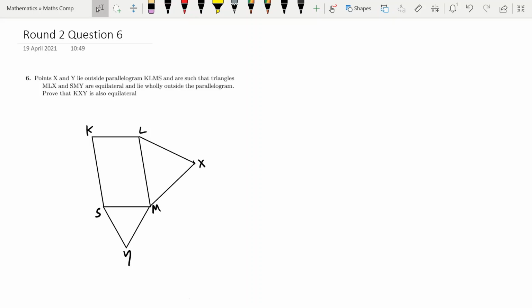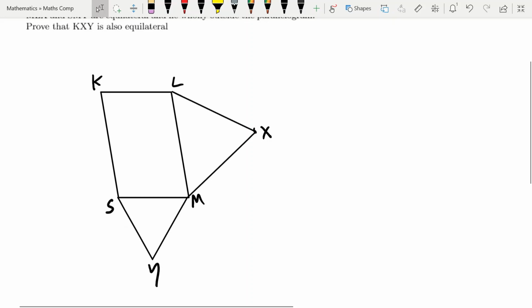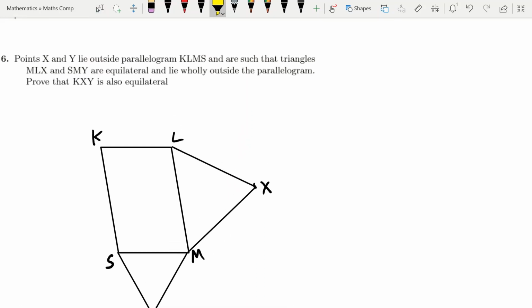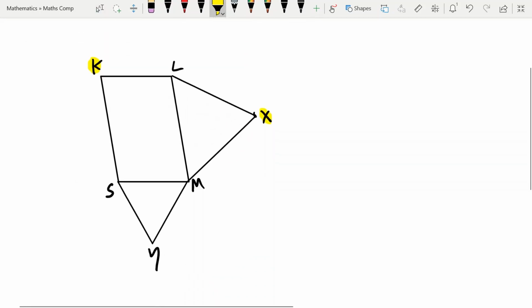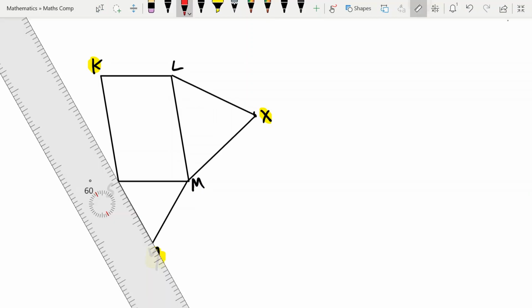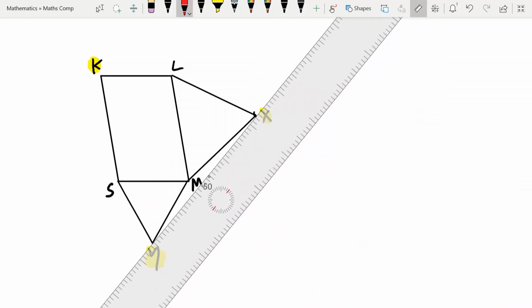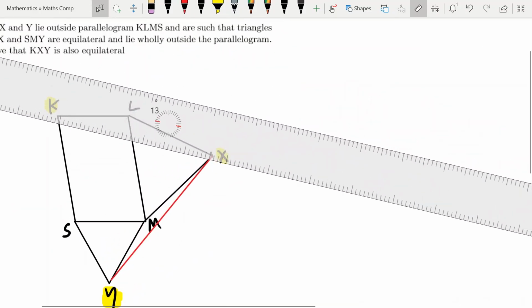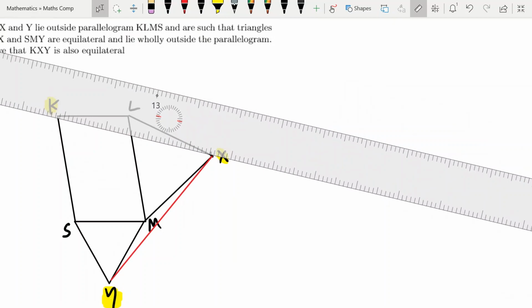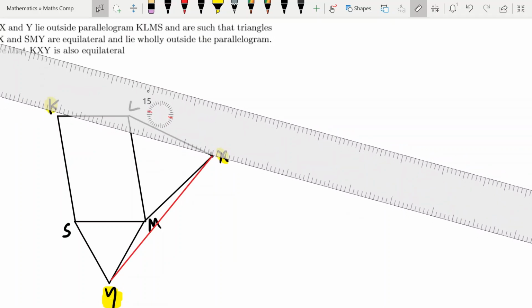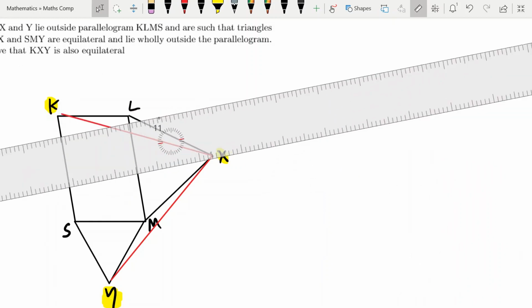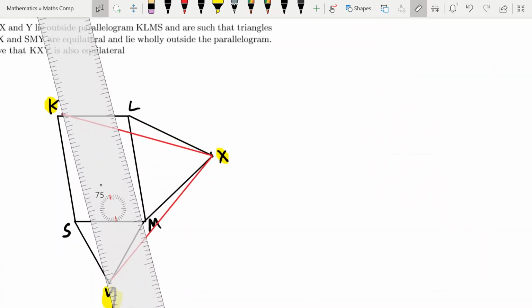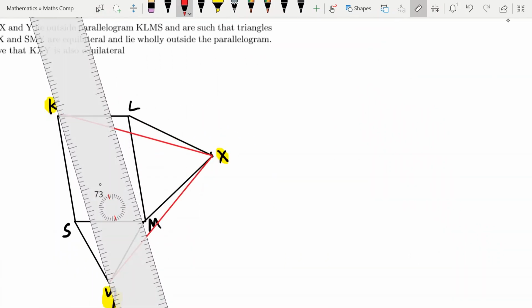So we're given this setup as you can see here, and we're asking to prove that KXY is an equilateral triangle. So let's just join KXY in as so. I'm going to do it in red so it stands out. It's a bit off, but we'll just have to deal with it.